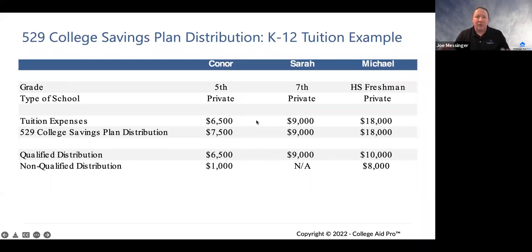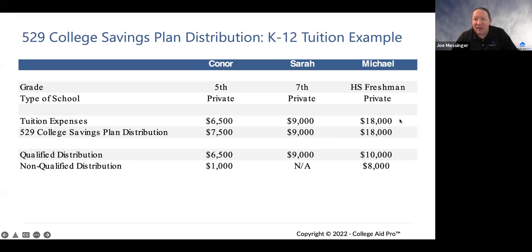So I just wanted to give some concrete examples, if this is a scenario you're looking at, of how to distribute your 529. If you have tuition expenses of $6,500 and you do a distribution of $7,500, $6,500 is qualified and $1,000 is non-qualified. So you can only take out what the tuition expenses are. In this case, you have $9,000 of expenses, you take out $9,000, everything's qualified, you're good to go.